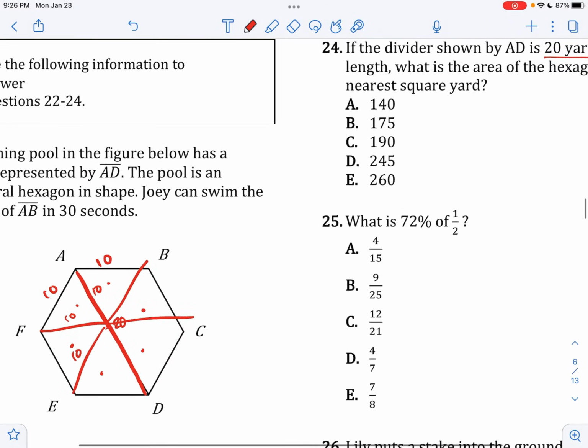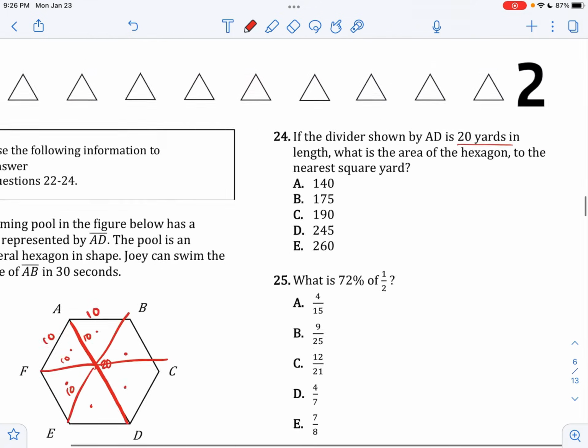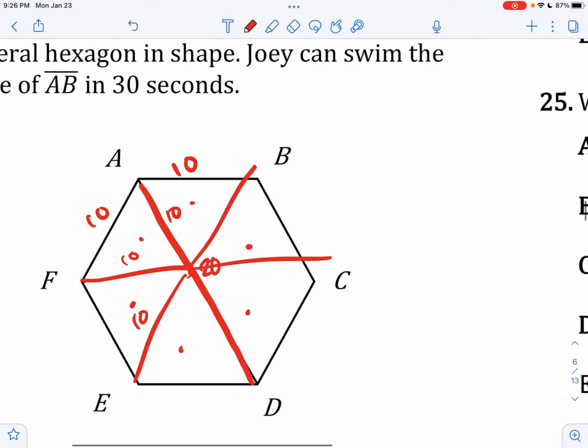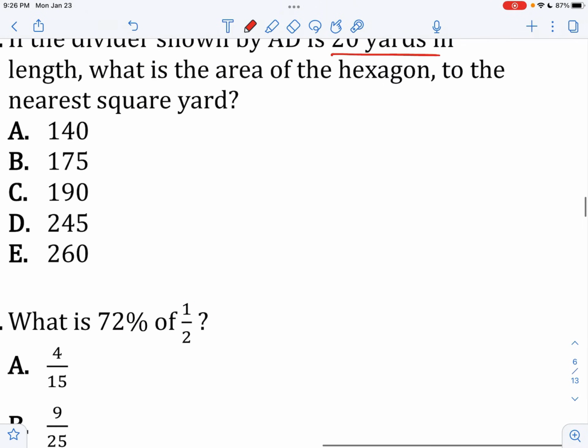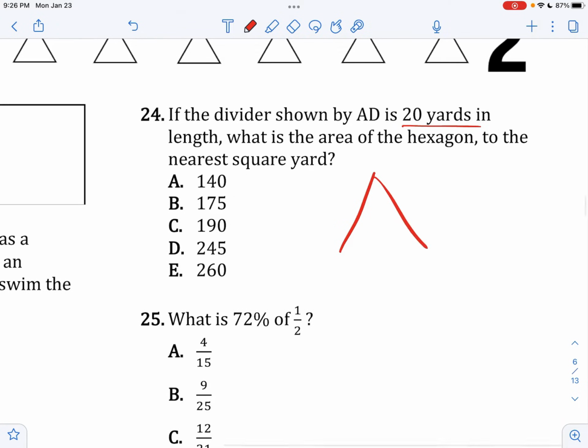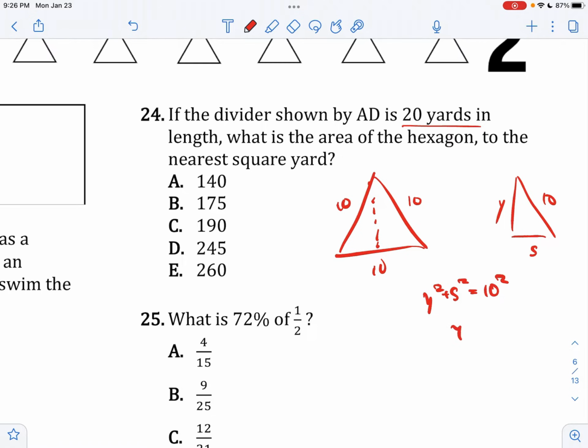So the area is just going to be 6 equilateral triangles. I can calculate, so if I look at an equilateral triangle like this, 10, 10, 10, I can calculate the height and get base times height, just doing Pythagorean theorem with this triangle here. So let's just say we're looking for y. So y squared plus 5 squared equals 10 squared. Solve for y, you get 100 minus 25 to the half, which is 8.66.